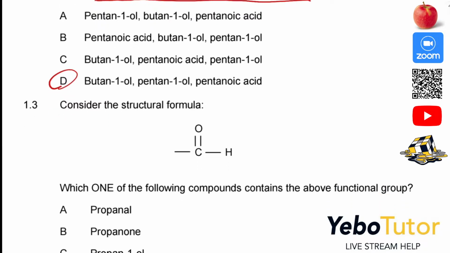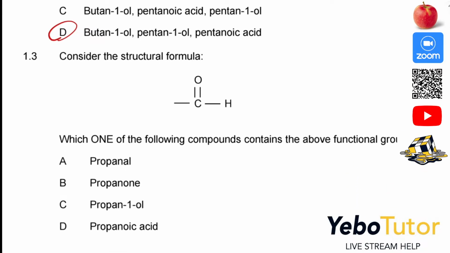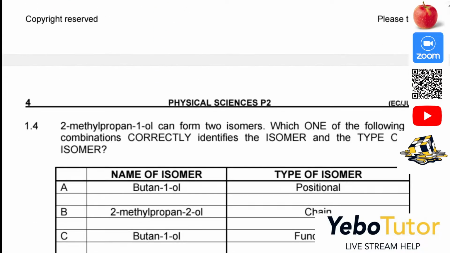1.3, consider the structural formula which we are given here. Which one of the following compounds contains the above functional group? Of course, this is your 1.3, and we know definitely this is an aldehyde, which is definitely our proper answer now, because definitely this is an alcohol. There's no way this will be an alcohol. This is a ketone, there's no way that will be a ketone. This is a carboxylic acid, there's also no way that can be a carboxylic acid.